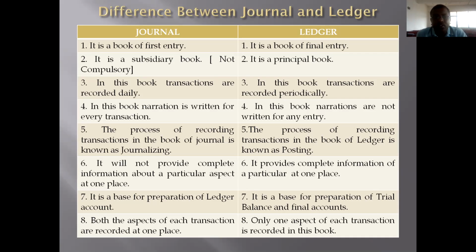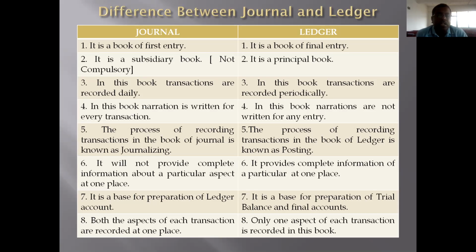What is the first difference? Here the first difference is, as we all know, journal is a book of first entry, a book of prime entry. But what about ledger? Ledger is a book of final entry. So what is the first difference? The first difference is journal is a book of prime entry or first entry, ledger is a book of final entry.